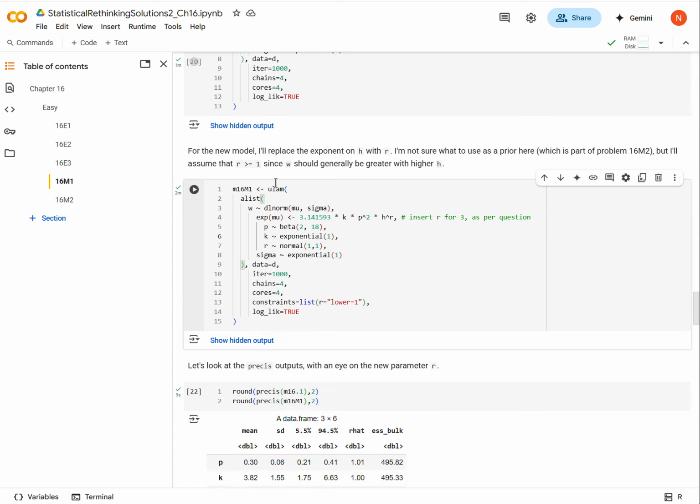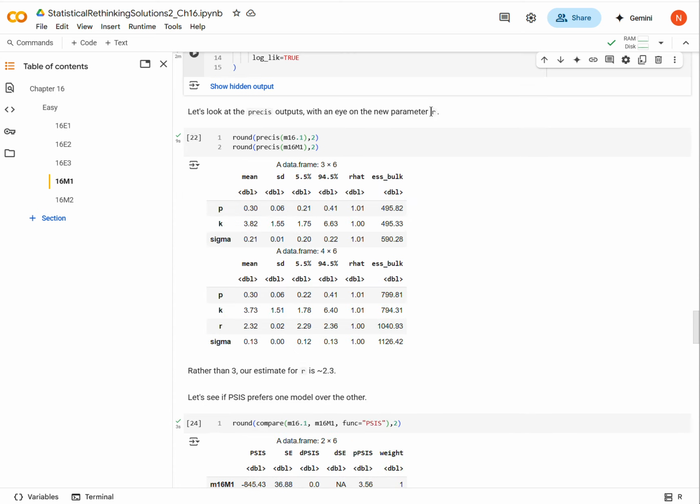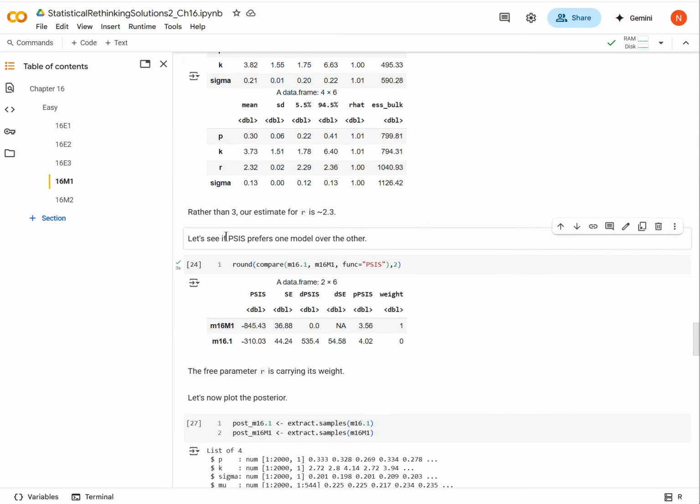Okay, so we run this, and the first thing we'll do is look at this parameter r. I have the precis outputs for both models, although if we're just going to look at r, I just need the second model. And here is the exponent r. Notice that it is about 2.3 here. That is different than 3, and in fact, the 89% credibility intervals don't include 3 at all. Okay, so that's interesting. The next thing I want to do is to compare these two models using PSIS.